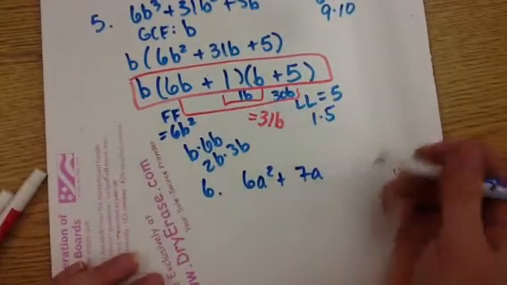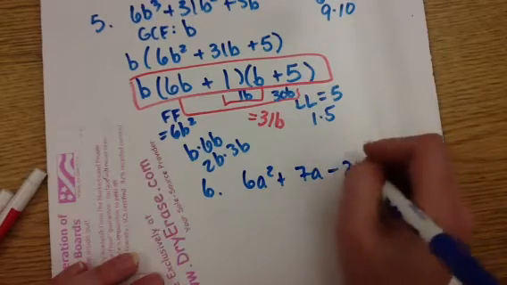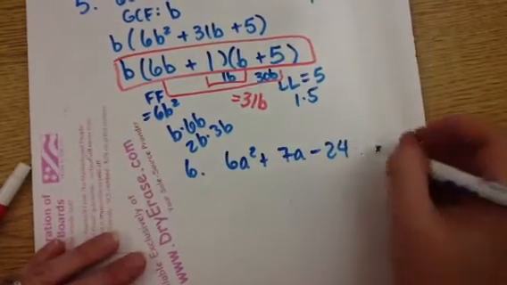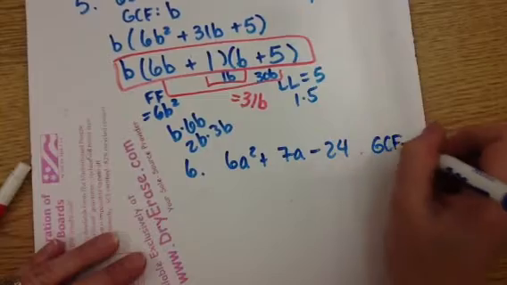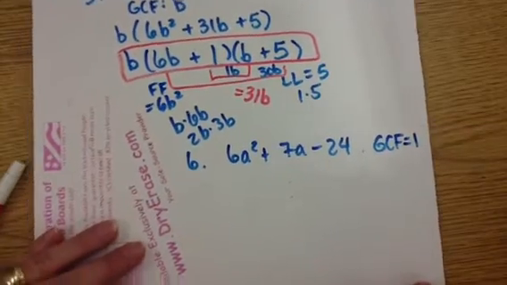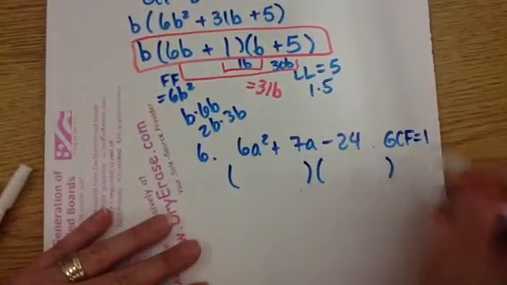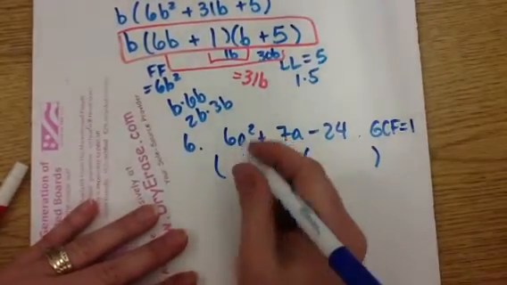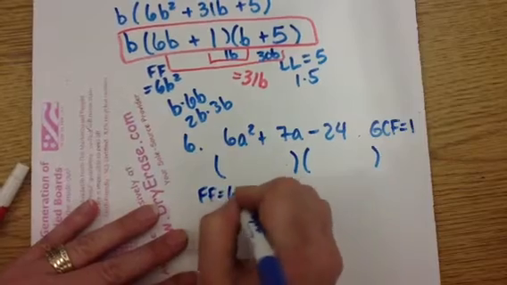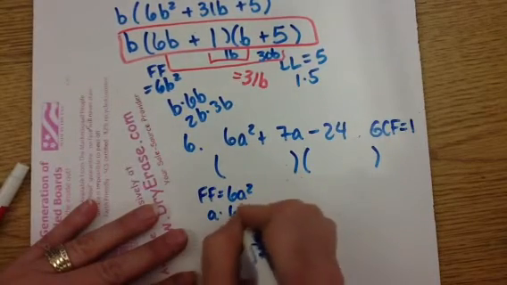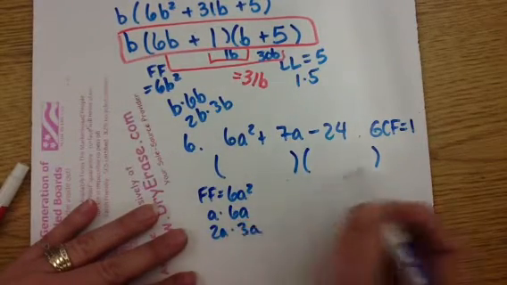Number 6 is 6a squared plus 7a minus 24. Greatest common factor here is 1, so we don't worry about factoring that out. And I have 3 terms, so setting up for guess and check. First times first is 6a squared. So again, a and 6a or 2a and 3a.